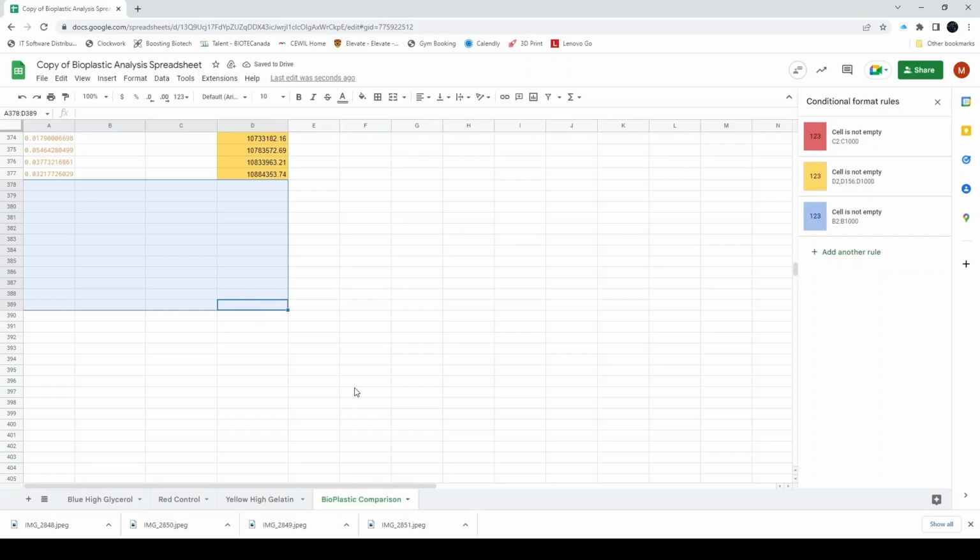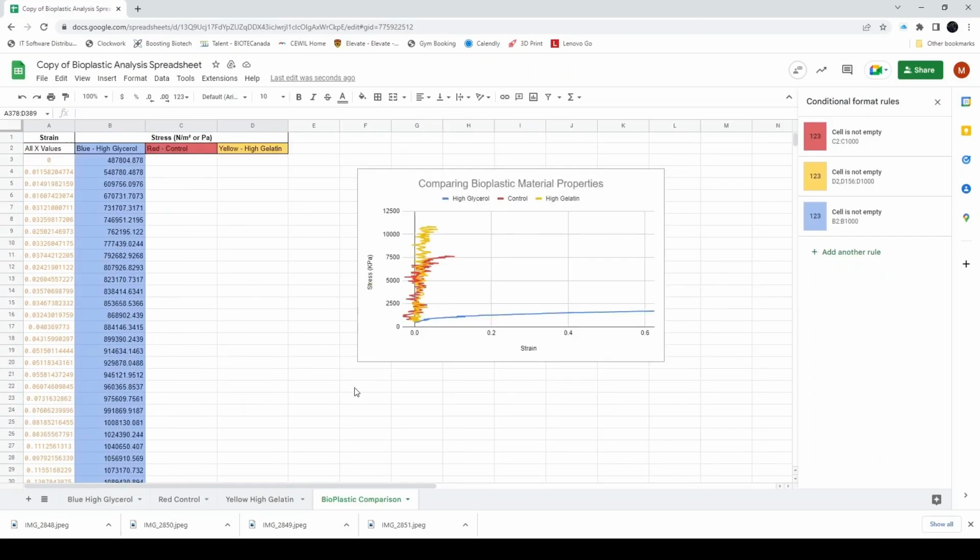So now that we're here, if we scroll back up, we'll see that the graph is now populated with the data, and we can actually see relative differences in the three curves. Now, before we make sense of these curves, I first want to explain the anatomy, if you will, of the stress-strain curve of a material.